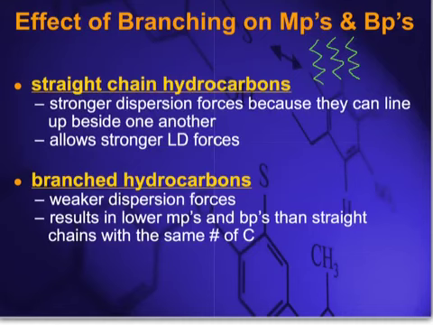Therefore, again, straight-chain hydrocarbons have a greater dispersion force and therefore a higher melting point. Whereas branched hydrocarbons, something like this, with a branch, cannot pack closely together, and therefore the distance between the charges is higher, and therefore the London dispersion force is lower, so their melting point is lower.